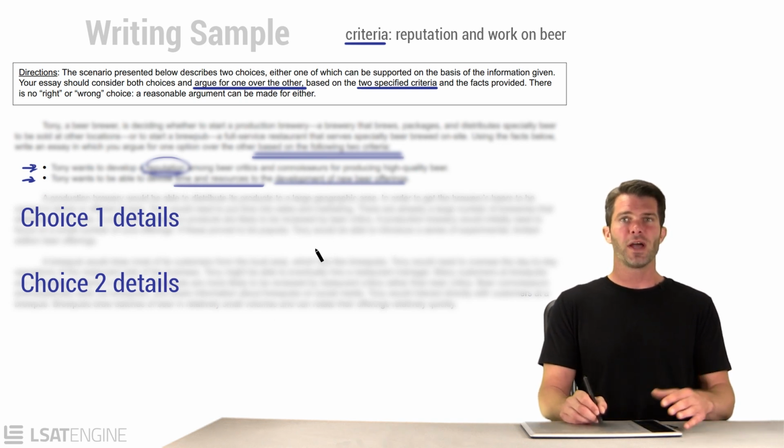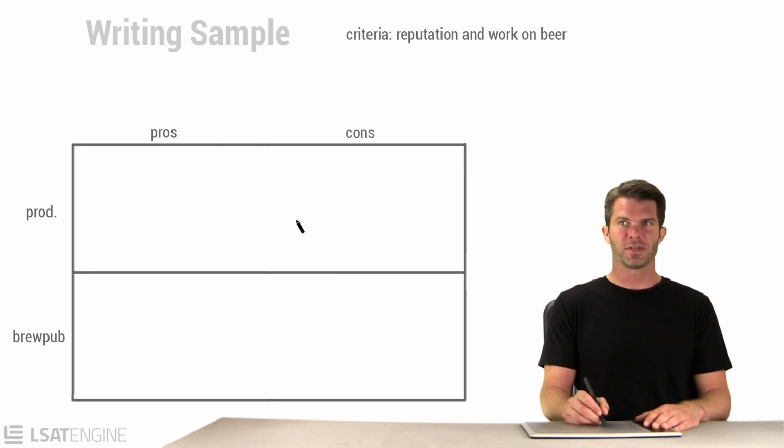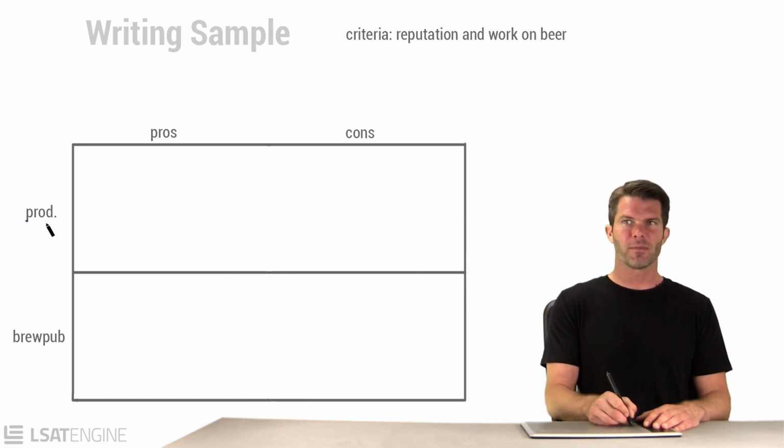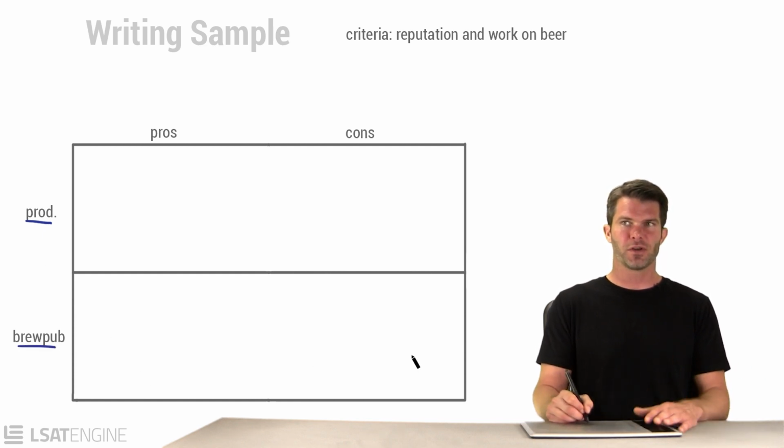Or actually, no, let's go ahead and start taking notes now. I'm going to move these choice 1 details up to the top of the page so that I can show you how I would take notes. This is the field that I would make to take notes. This is where I'm going to talk about the production brewery. That's going to be the choice 1 details. And this is the brew pub. Those are going to be the choice 2 details. We'll get to those in a second.